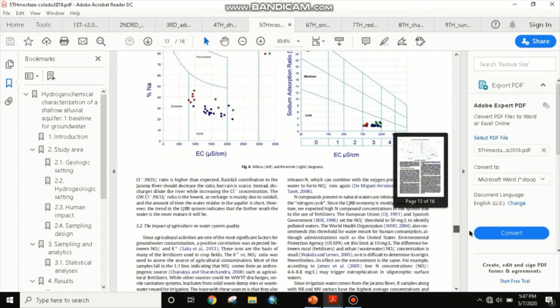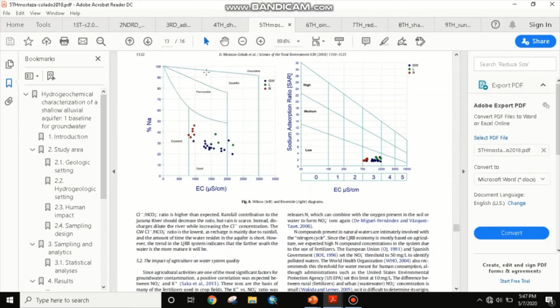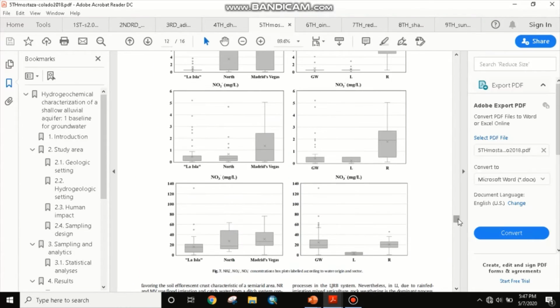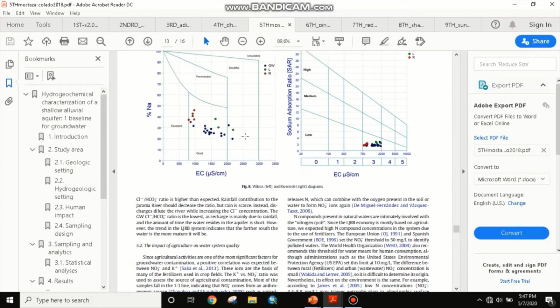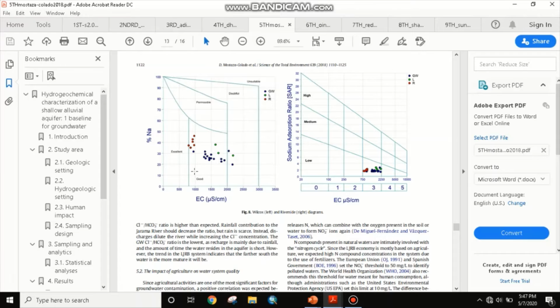Here is our Wilcox diagram, and the interpretation they have given is over here. If we see the Wilcox diagram, the maximum number of samples are located in the good category, and very few, 3 samples, are located in the doubtful category. We can directly say that most samples are in the good category, and we can easily interpret our data from this Wilcox diagram.